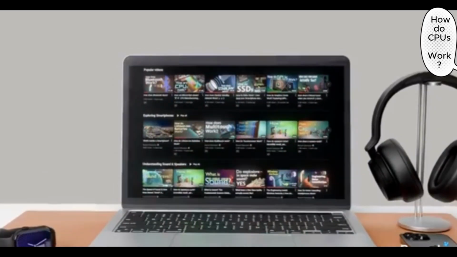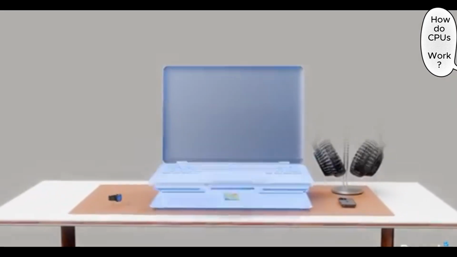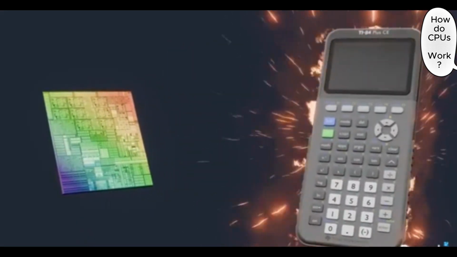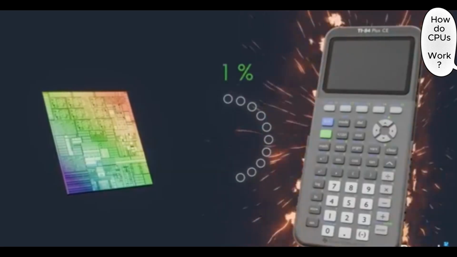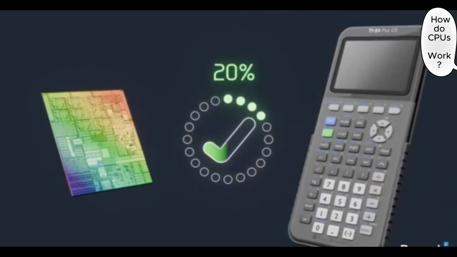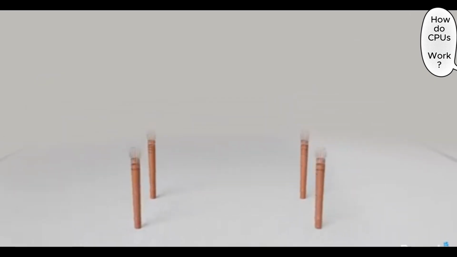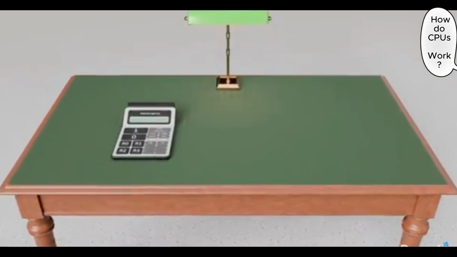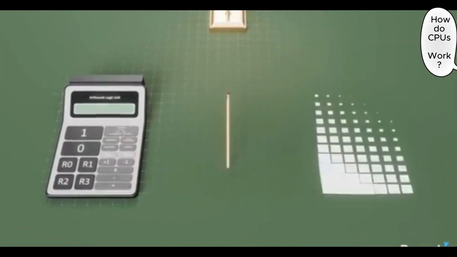So let's start with an analogy. You may have heard that CPUs are like super powerful calculators. This analogy is only around 20% complete, as it's missing some critical parts. So let's add them in to make a more accurate analogy. First, we'll add a table for the calculator to sit on, along with a pencil and a sheet of paper.